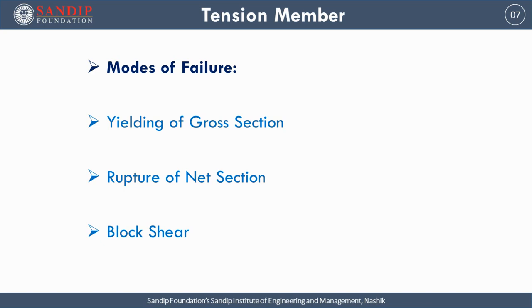Similarly, the structural engineer being the doctor of civil structures should be in a position to diagnose that particular structure. So you should be in a position to analyze the modes of failure. Those are nothing but symptoms of failure, or symptoms of disease, as far as civil structures are concerned. So in a tension member, the different modes of failure are listed as this. First one, yielding of gross section. Second one, rupture of net section. And third one is block shear.